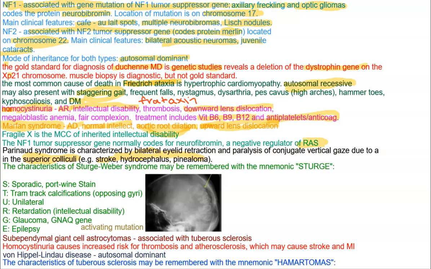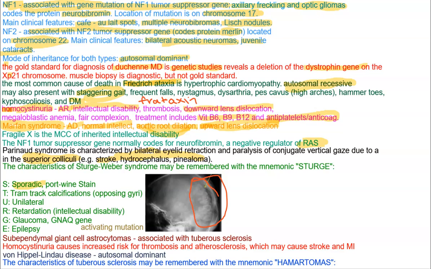Ooh, this next point is very important. So Sturge-Weber syndrome. It can be remembered with the mnemonic STURGE. So first thing that you want to remember is that it's a sporadic mutation, not a genetic mutation that causes Sturge-Weber syndrome. Next thing that you want to remember is that it's a port wine stain that's present on the face. Also, you want to remember these tram-track calcifications that are seen on X-ray with the opposing gyri.